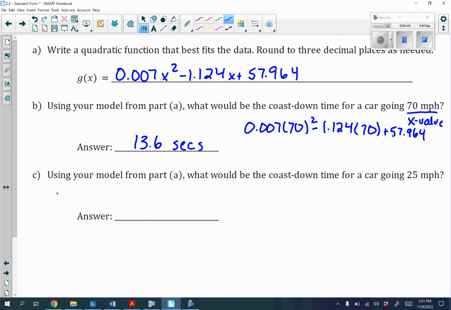Now we're going to do the same thing. It says using your model from part A, here's our model, what would be the coast downtime for a car going 25? They're asking for the coast downtime, remember, that's our y value, and they've given us the x value because it's in miles per hour. Once again, same thing: you plug in the 25 for every place you see x, and you plug that into your calculator.